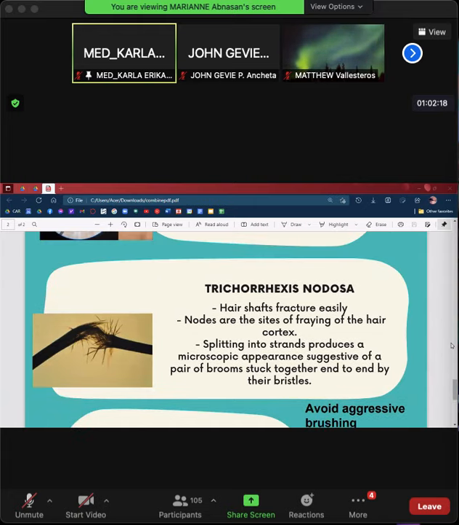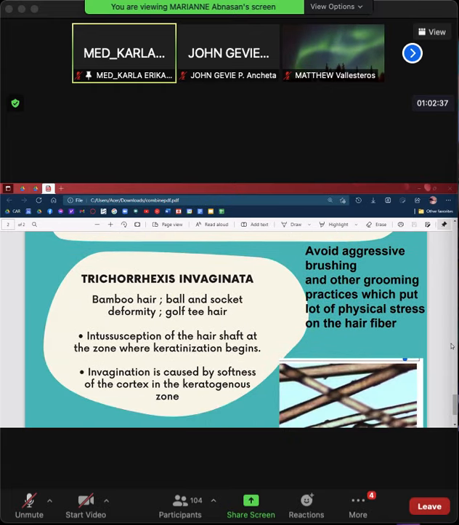The third is the trichorrhexis nodosa. The hair shafts are fractured easily, and the nodes are the sites of fraying of the hair cortex. Splitting into the strands produces a microscopic appearance suggestive of a pair of brooms stuck together end to end by their bristles. So you should avoid aggressive brushing and other grooming practices which put a lot of physical stress on the fiber of the hair.